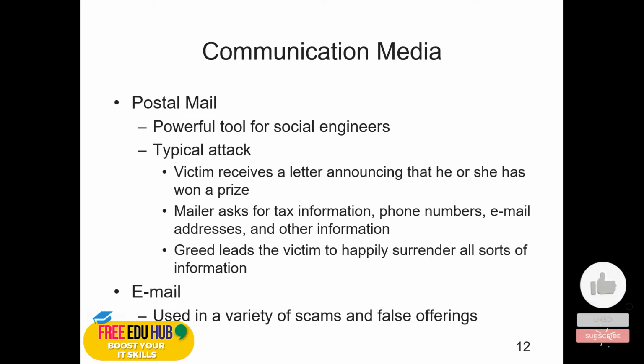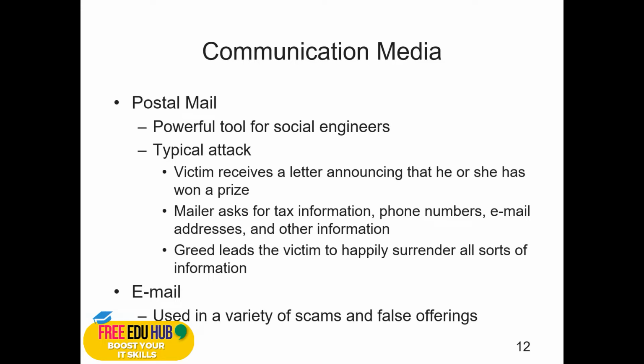This is CIT 225, Network Security and Penetration Testing. We covered up to the point where we were discussing physical intrusion, and today we'll be talking about communication media, the different things we use in order to communicate with the users.